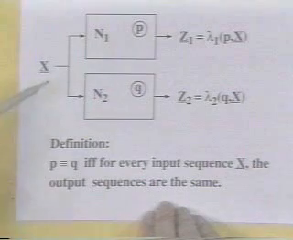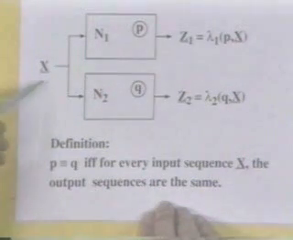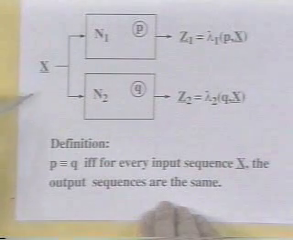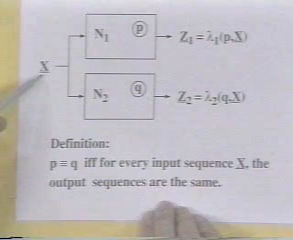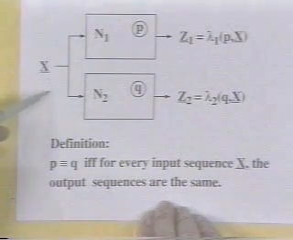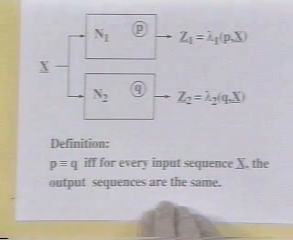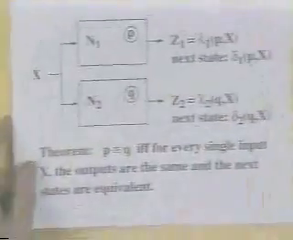Now, although that's a good definition, in practice it would be very hard to test the states this way, because we'd have to put in all possible sequences, which would include short sequences and very long sequences, in fact, infinite sequences, and that's just not practical. So usually when we test for state equivalence, we make use of the state equivalence theorem.